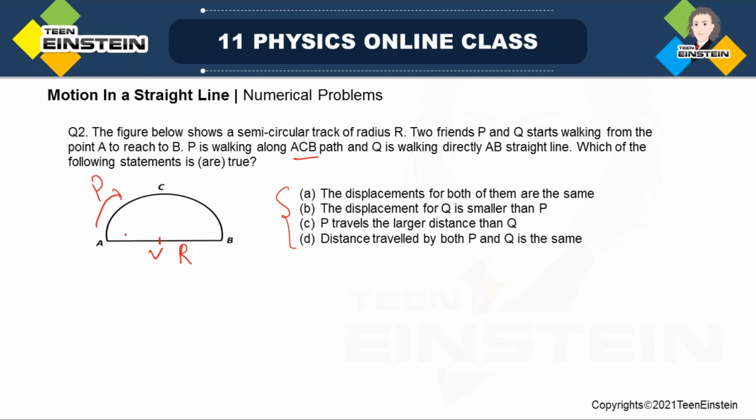So there are two persons P and Q. Q starts moving in this direction to reach B from A, and P is moving in this way, ACB. Okay. So now you have to tell me which among these options, like more than one may be true sometimes. So which of the four options will be correct? The first option is displacement for both of them are the same. Displacement. So is this true or false?